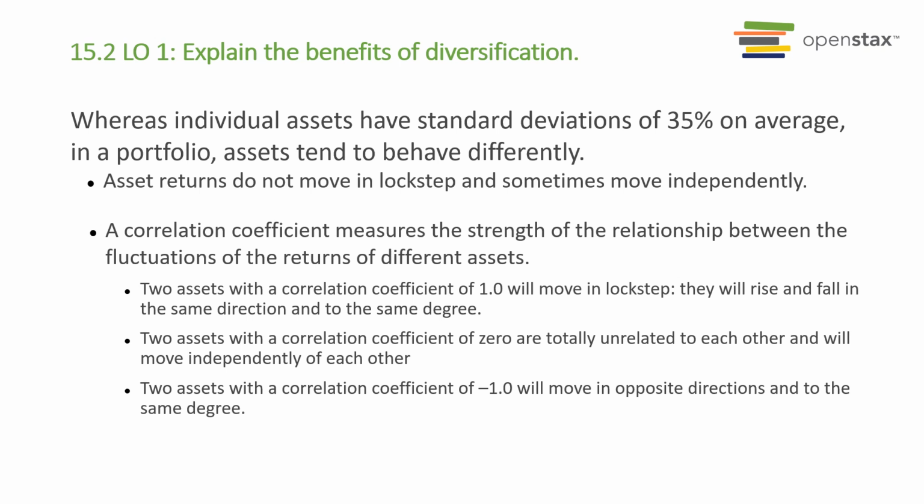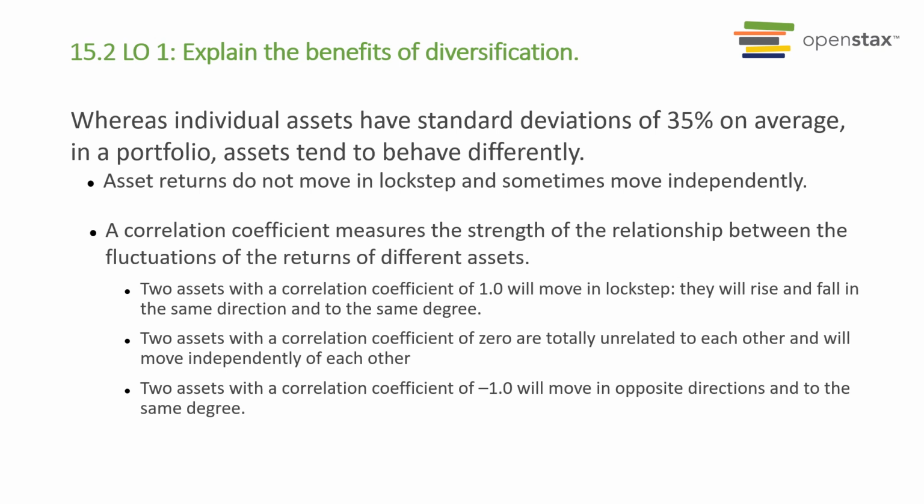Whereas individual assets have standard deviations of 35% on average, in a portfolio, assets tend to behave differently. Asset returns do not move in lockstep and sometimes move independently. The strength of the relationship between the fluctuations of the returns of different assets is measured by the correlation coefficient. If the correlation coefficient of two assets is 1, they will move in lockstep. They will rise and fall in the same direction, to the same degree. Two assets with a correlation coefficient of 0 are totally unrelated to each other and will move independently of each other. Two assets with a correlation coefficient of -1 will move in opposite directions and to the same degree.